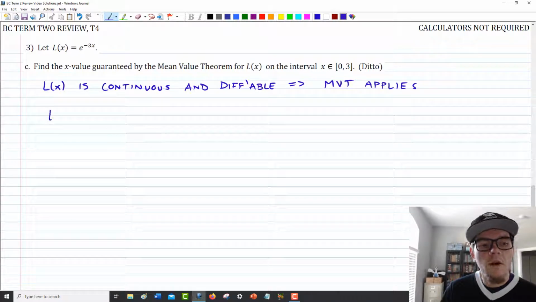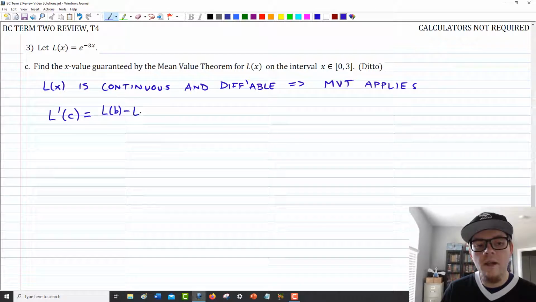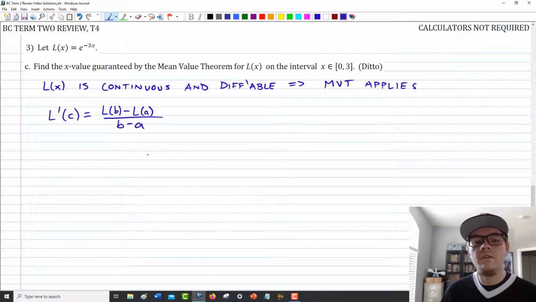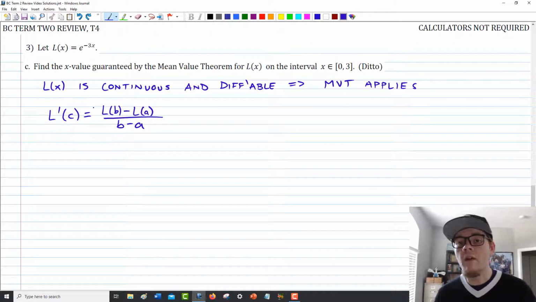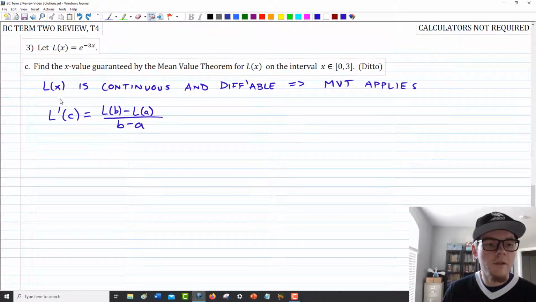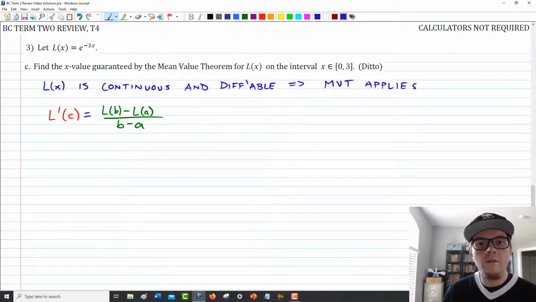Beyond that, recall that the mean value theorem says there exists a value of c in the interval from a to b such that the derivative at c is equal to L of b minus L of a, all over b minus a. So we've got to calculate the average rate of change and the derivative and then solve an equation involving both. To help me with this, I'm going to color code them so that everything stays clean. Green and red, two classic ones. I'll start with the average rate of change.